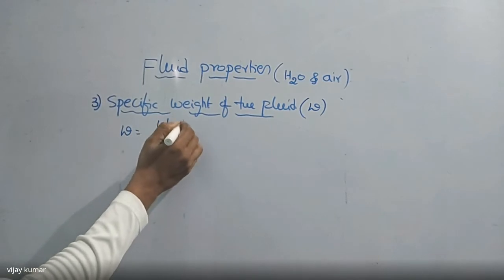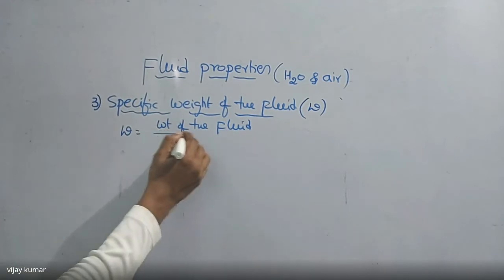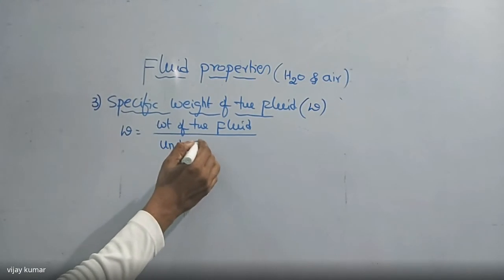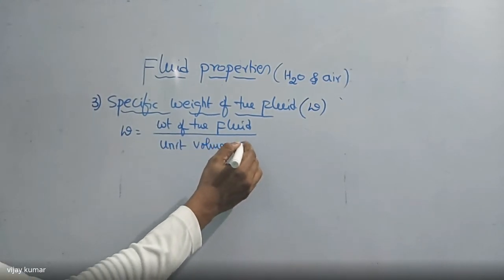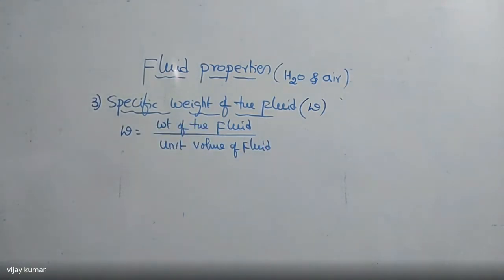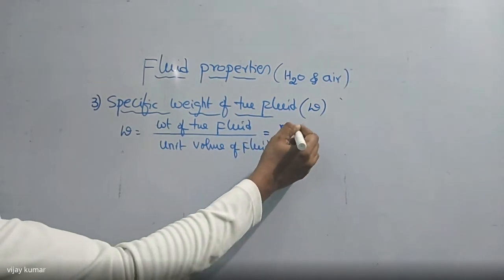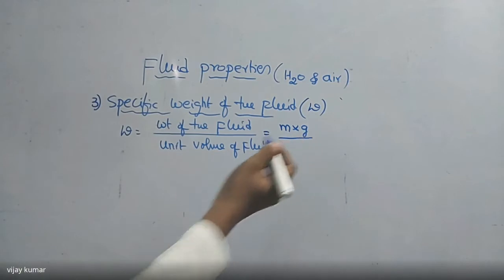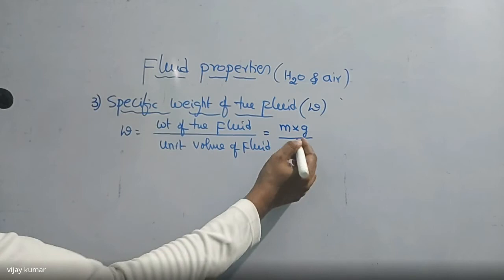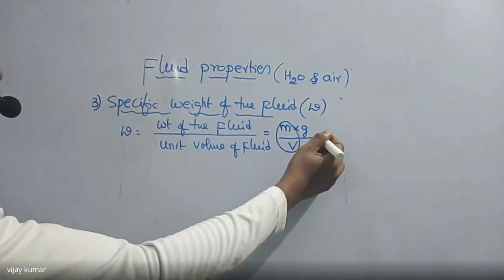of weight of the fluid per unit volume of the fluid. This fluid, what is the weight of the fluid here? Weight is always measured like m into g. Weight is nothing but m into g. And volume is nothing but v. But what is m by v? m by v is nothing but mass by volume. That is nothing but rho. So weight per volume is rho g.